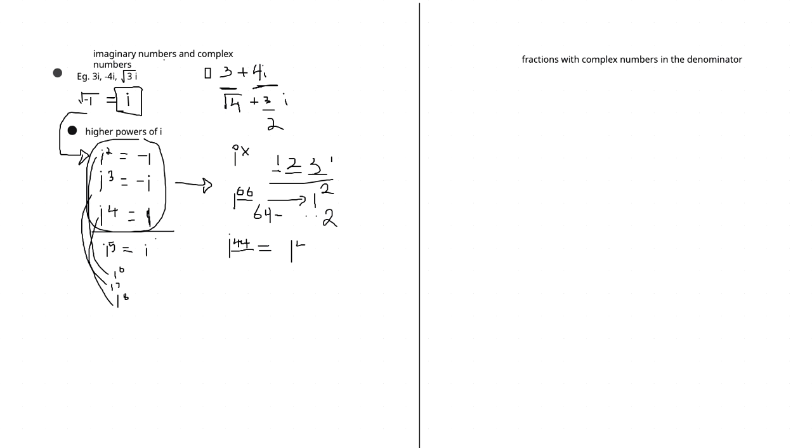Let's take a last example and we move. i exponent 103. Now, for i exponent 103, the closest multiple of 4 is 100. 100 counting up to 103 will be 3. So it's the same as i to the power 3. And we know i to the power 3 is negative i. So i to the power 103 is also equal to negative i. So that's it for here.